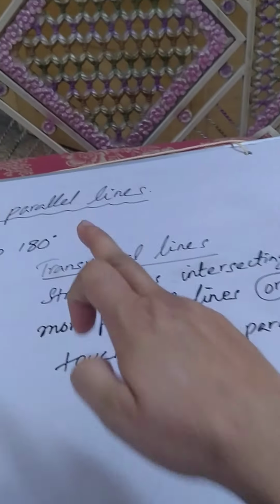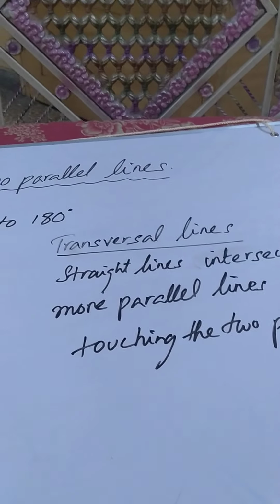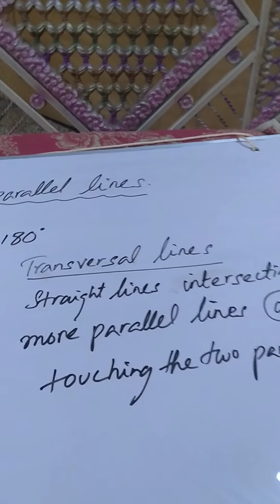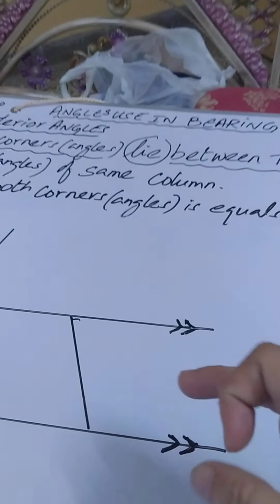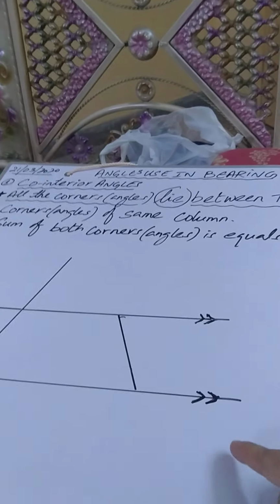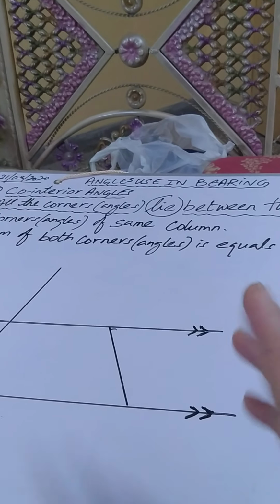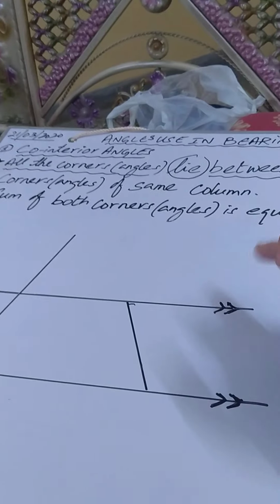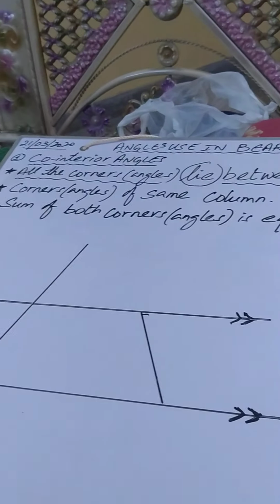Guys, you studied transversal lines in grade 6 and grade 7: transversal line, parallel line, and the angles formed by their intersection. First of all, what is a parallel line? Lines moving in the same direction that never meet each other. Why do they never meet? Because the distance between these two lines will always remain constant, fixed.